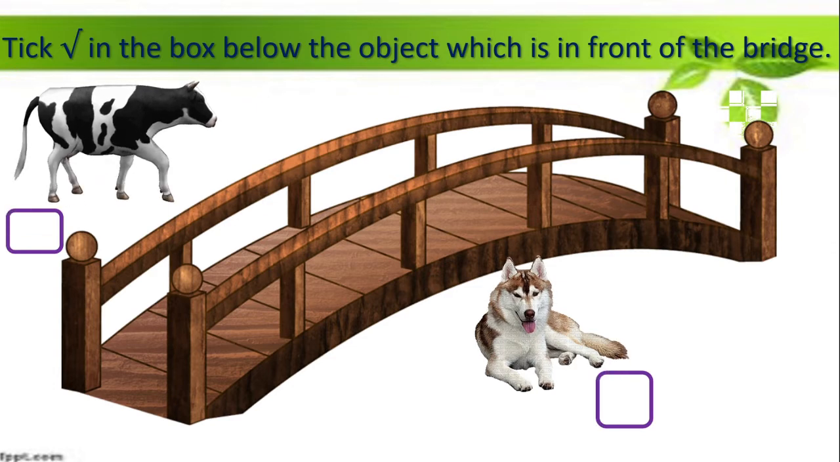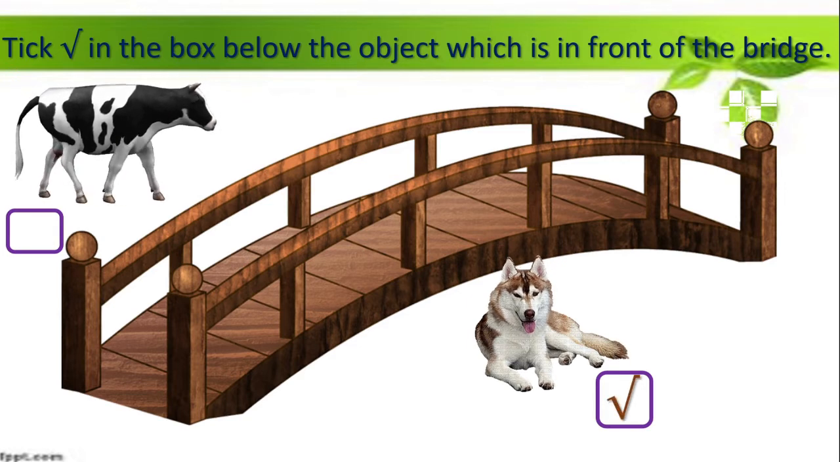Here two animals you can see again. Right? A cow is moving and the dog is sitting. It is taking rest. Right? Now here we have to tick the proper box of the object which is in front of the bridge. You know this is bridge. Come on, tell me which is in front of the bridge. Yes, very good. Dog is in front of the bridge. So we will tick mark in the box of the dog.